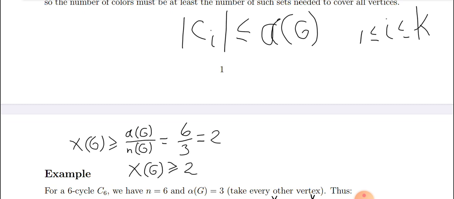Okay, so plugging that into the formula, χ(G) must be greater than or equal to 6 divided by 3, which is 2. And we know C6 can be two-colored. You just alternate AB, AB, AB. It worked perfectly. So in that case, both lower bounds gave us the right answer. The clique number was 2, and this independent set bound is also 2. They both pointed to the same floor.